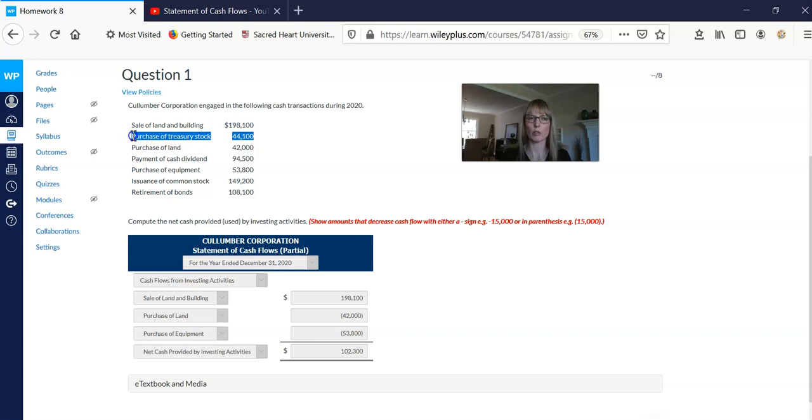We're crossing out information that's not used, such as the purchase of treasury stock. We're including things that are used, like the purchase of land. We're crossing out things like payment of cash dividend. Ignore that. Include the purchase of equipment. Ignore the issuance of stock. Ignore the retirement of bonds.